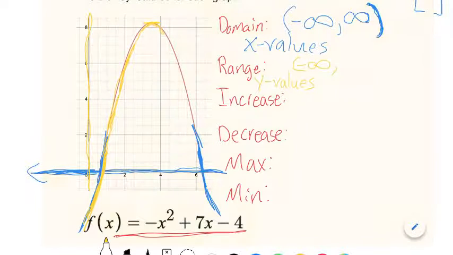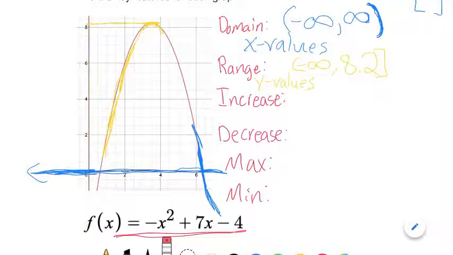Well, that value is roughly 8.2. Then we're going to close the bracket and not use a parentheses because it is included. There is a point there. So now I'm going to erase it. Pause if you need to. That's why I've got the videos. I'm going to erase everything so I can see the graph again.